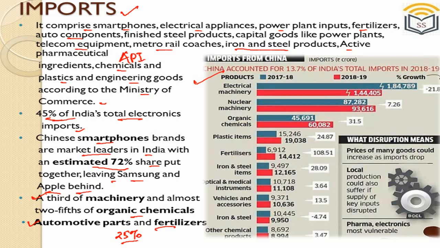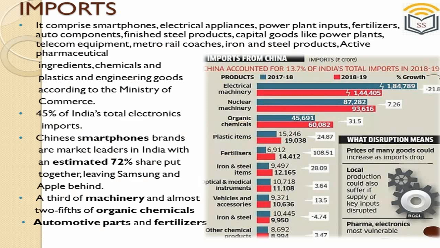So several of these products are used by the Indian manufacturers in the production of the various finished goods, thus thoroughly integrating China in India's manufacturing supply chain. For instance, India sources close to 90% of certain mobile phone parts from China.